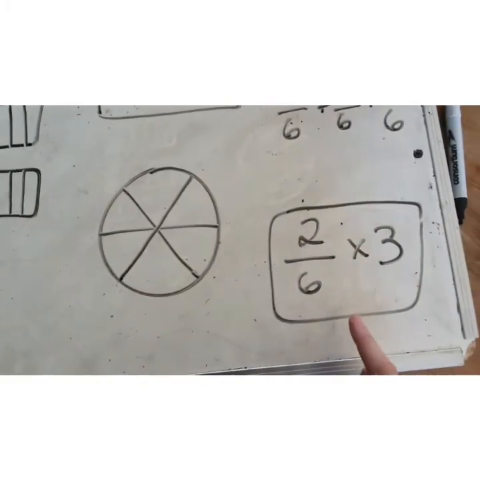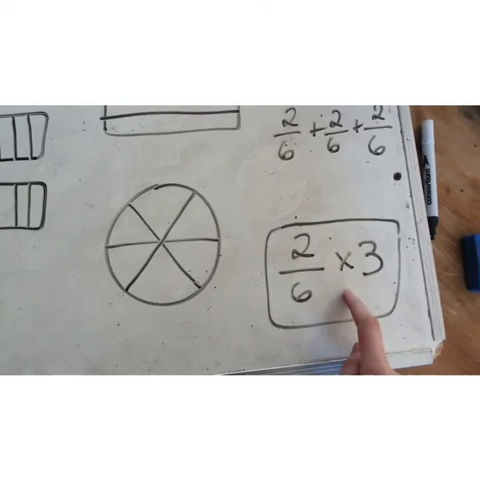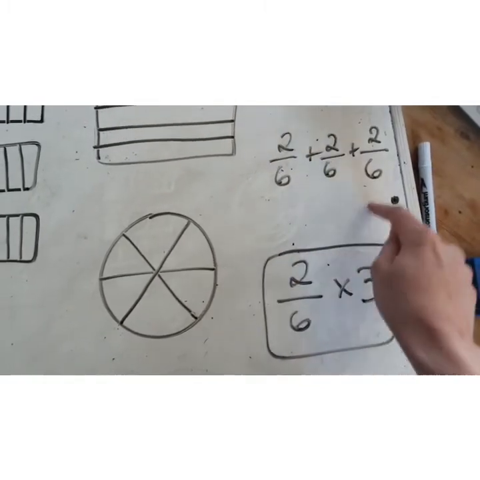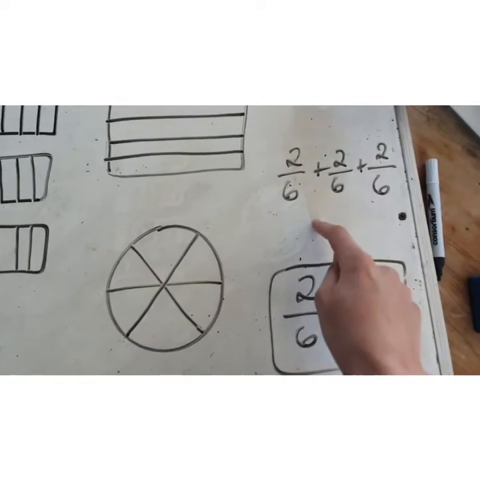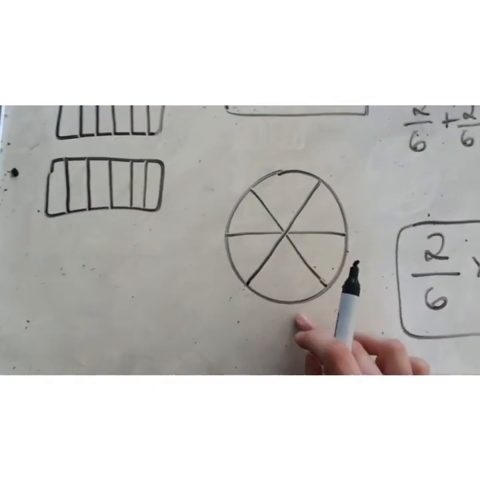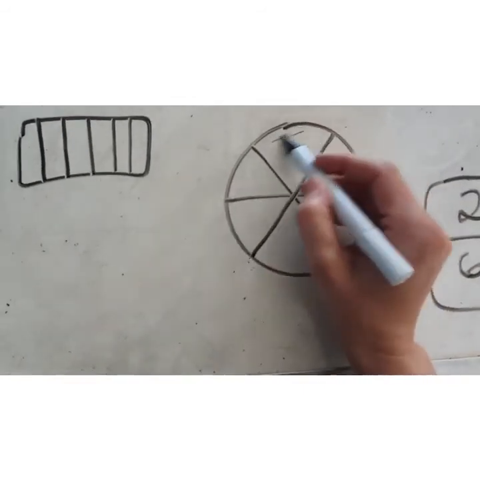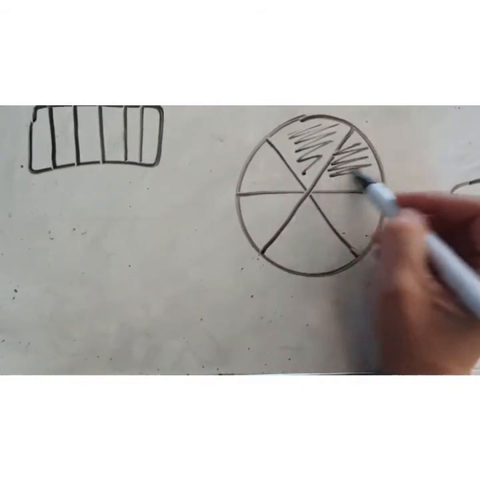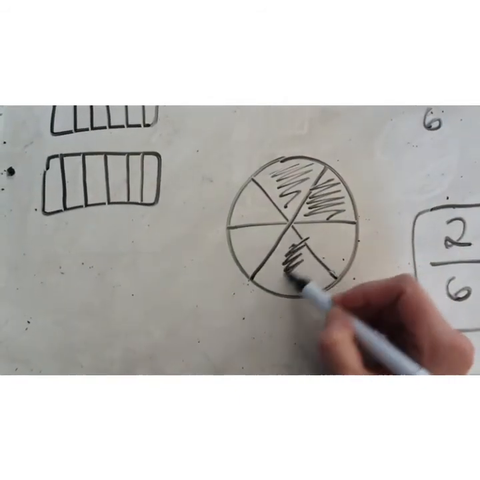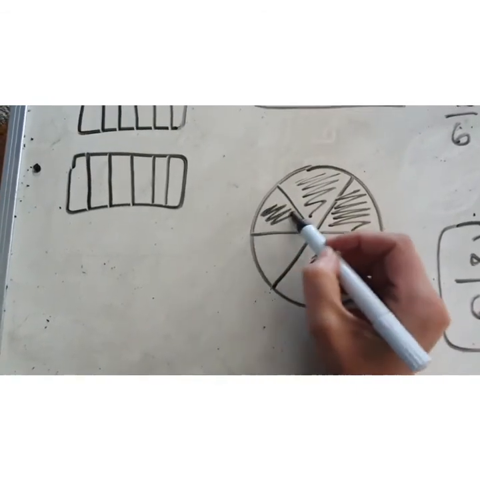The next question was 2/6 multiplied by 3. So there's different ways that you can show this. You could show this using repeated addition to show that you are adding 2/6 3 times. You could show in a circle which has been divided into sixths, and you could colour in 2/6 and then do that 3 times. So that's 1, 2, and then 3 times.